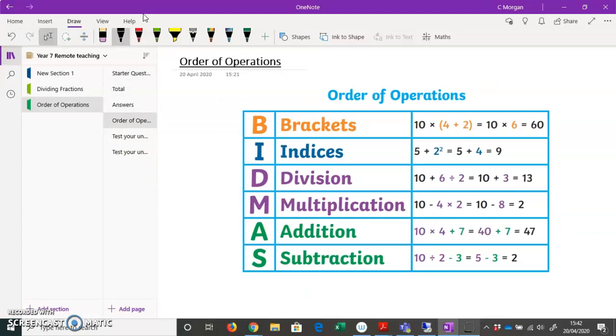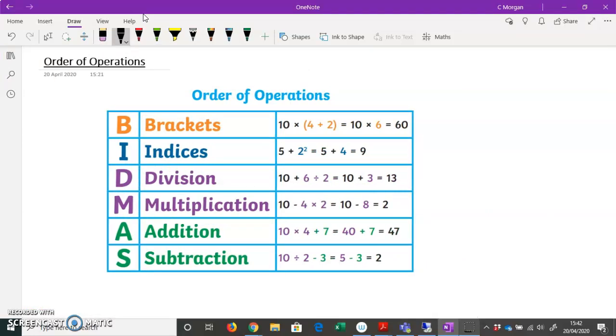So, the order of operations, which you might have come across before. We always do brackets first. Next, we do indices. Powers is the word that indices is equivalent to. So powers mean the same thing as indices. Division, then multiplication. Those can happen either way. And addition and subtraction, again, these can happen in either order. But BIDMAS is a really good way of remembering the order of operations.